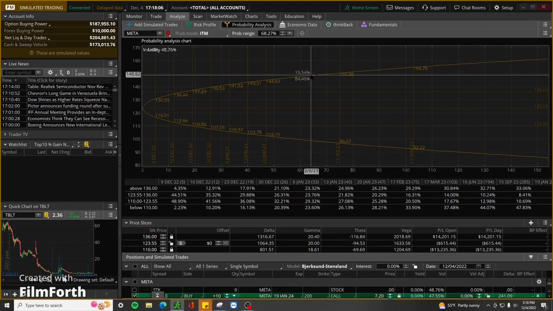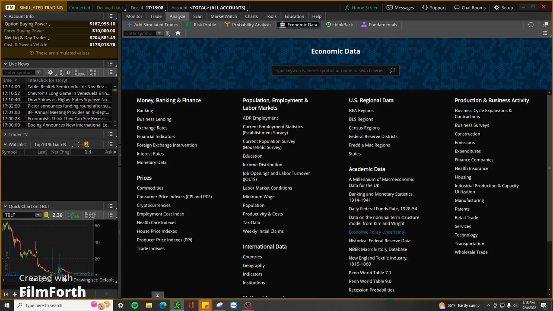The next tab we're going to be looking at here is the economic data tab. Now, this data tab is very, very important because it has different data sets for you. It's got market data, economic data, all across the board. It's got banking information, it's got prices, commodities, the consumer price indices, information on cryptocurrencies, the population, employment, and labor markets. You have the academic data, you have production and business activity.